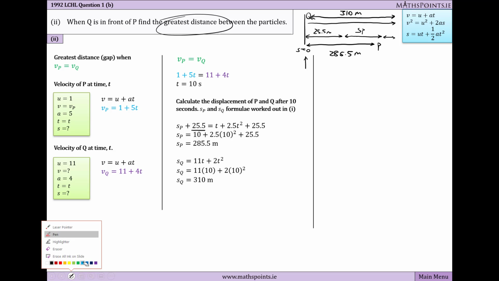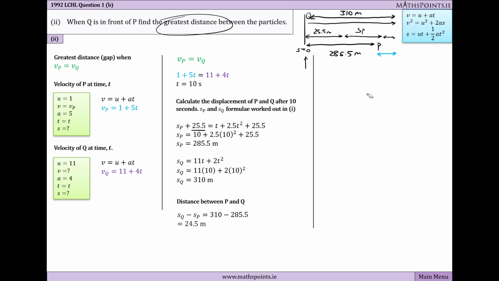So what's the greatest gap that occurred? The greatest gap occurred at this point in time, and the difference between the two is the difference between 310 meters and 285.5 meters. And if we subtract those two, we get 24.5 meters. And that was the greatest gap that occurred after Q overtook P, and obviously before P went ahead forever in the rest of the question.